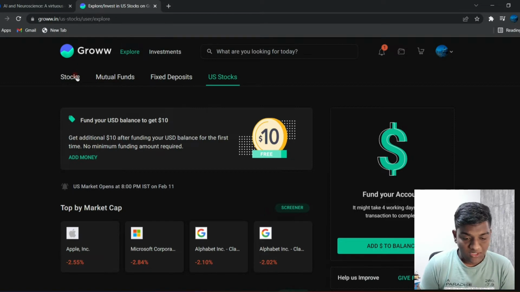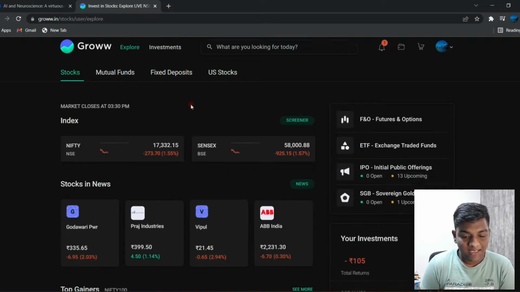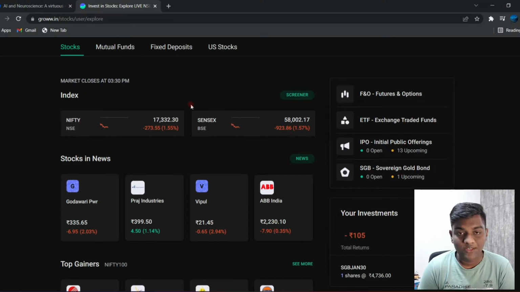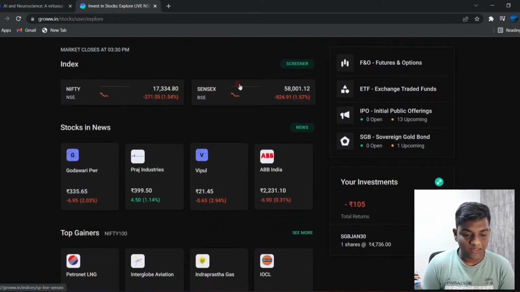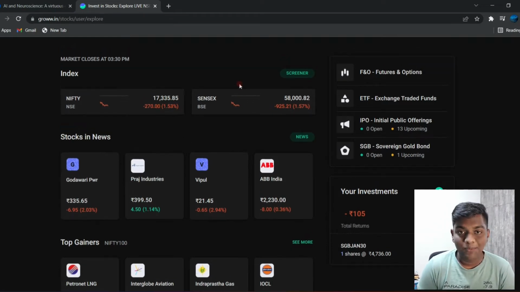So let's come to stocks. First, here it shows the index. There are 2 major indexes in India, one is Nifty and the other is Sensex. One is NSE and the other is BSE. I am recording this on 11th of February. Today the market is down by 270 points. The Sensex is down by 900 points, as you could see here. There was a good rally for 2 days, but now it had to fall.